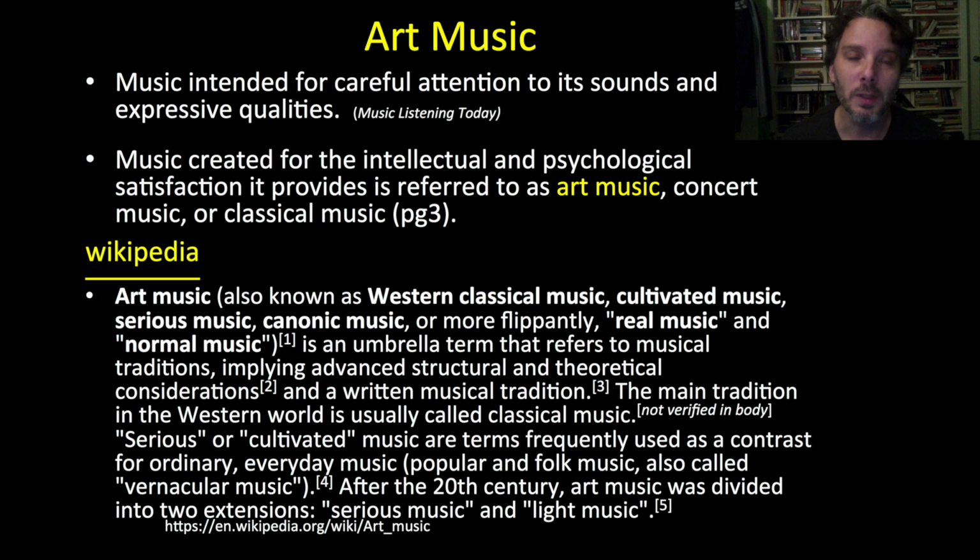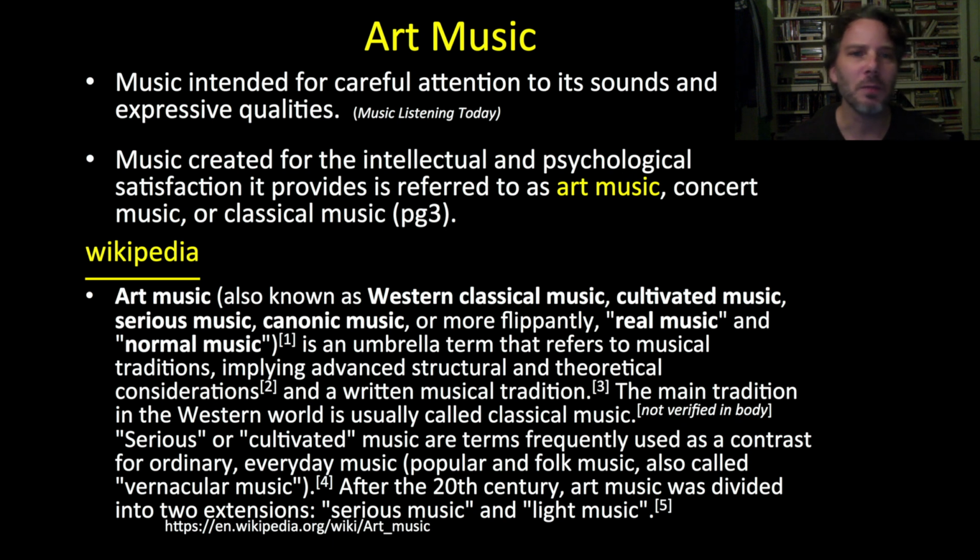Your definition for art music given in your textbook reads, music intended for careful attention to its sounds and expressive qualities. I think this is a great definition. The issue I have is that your book then goes on to just give you a history and analysis of European classical music. So what it implies is that European classical music is music intended for careful attention to its sounds and expressive qualities, and I would agree with that. I think European classical music is wonderful and beautiful, but to make that statement and then not include any other traditions is a problem. The world's a big place, and there are many musics worth careful attention.